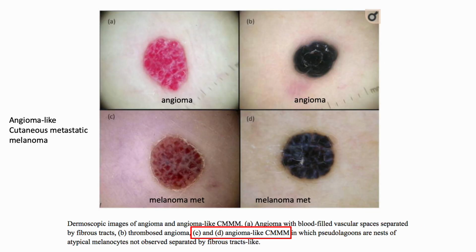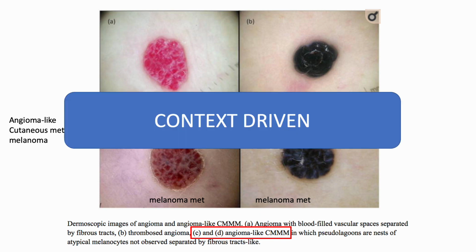lacuna-like structures. Here in this example, on the top row, you have two angiomas with red and more dark lacunae with septae. On the two examples on the lower row, you have these melanoma metastases with these angioma-like structures, which, as you can see here, is very hard to differentiate. But the most important feature is context, right? So when you have a patient with history of melanoma, if you see a new lesion, you always need to rule out melanoma metastases.